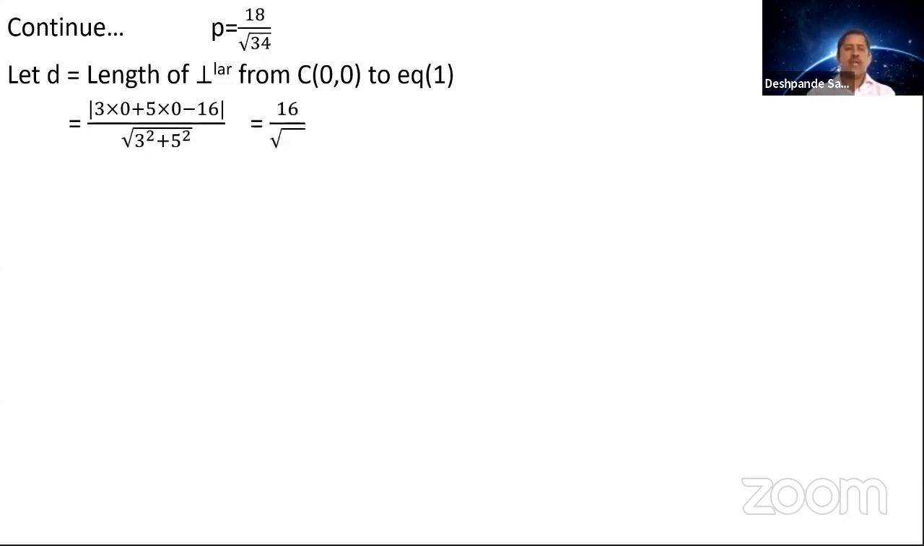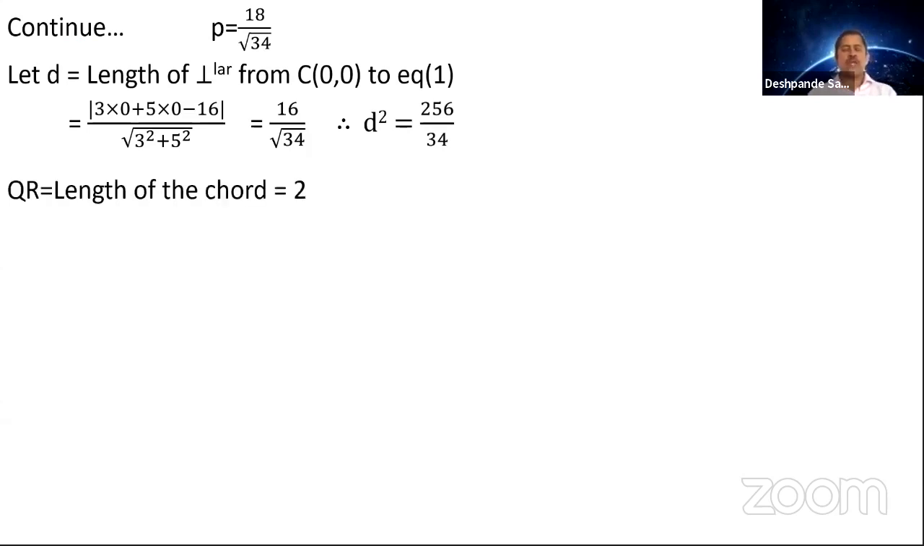16 divided by root 34. So you got the d value here. So you can take the square. d square is 16 squared, 256 by 34. So the length of the chord, you got a formula. Remember, 2 times square root of r square minus d square.